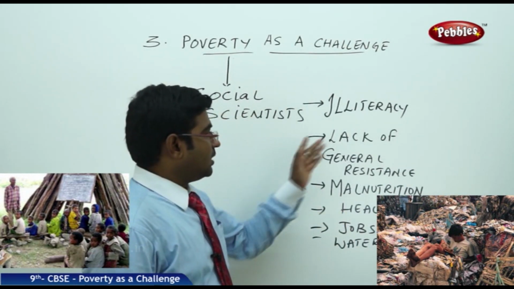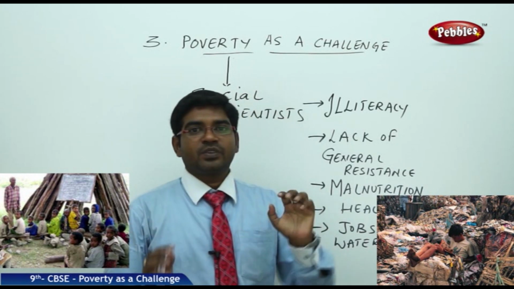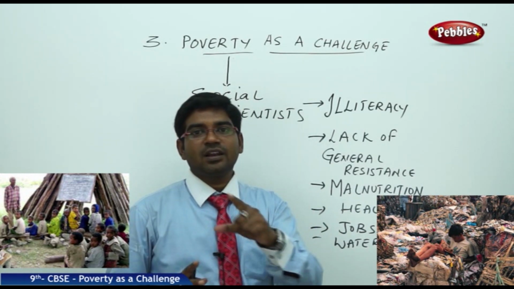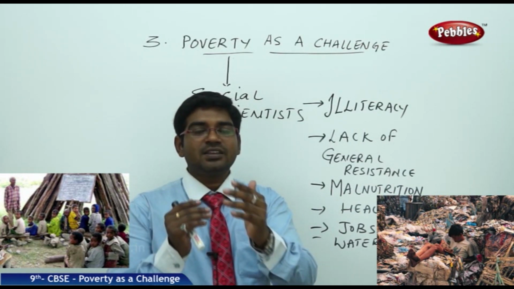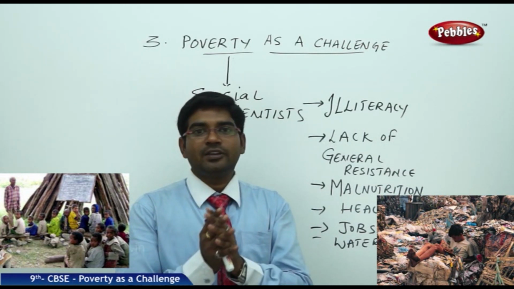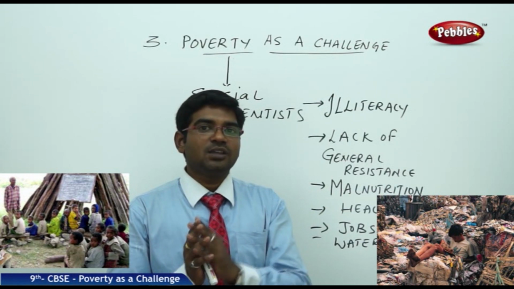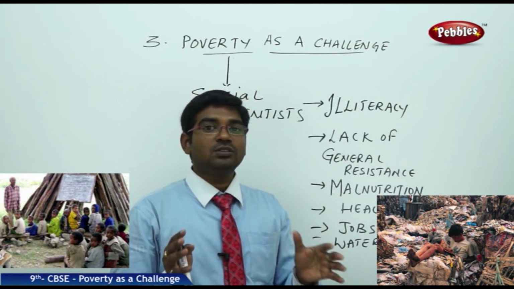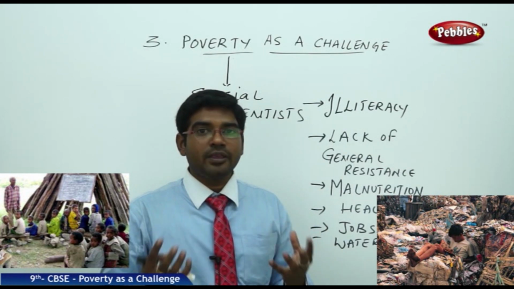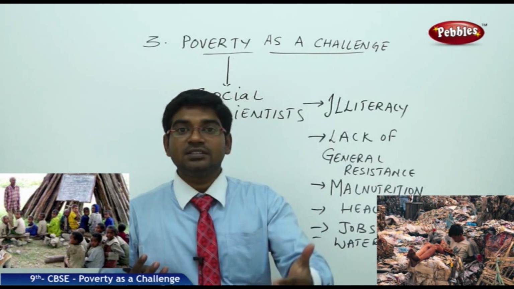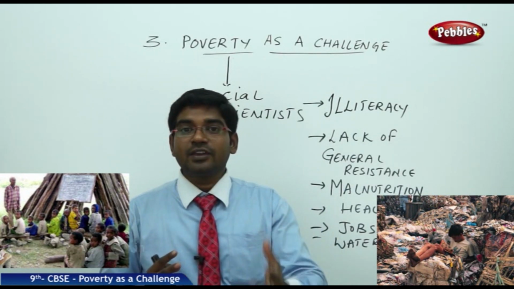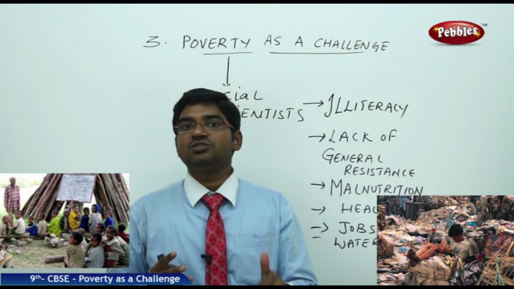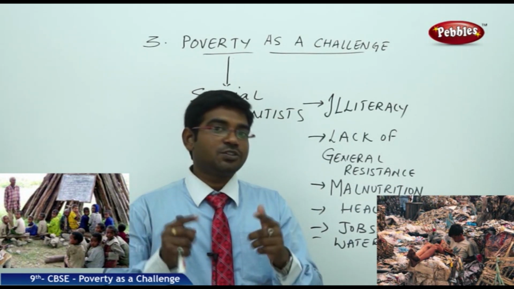Later, the lack of general resistance. What is general resistance? As a social meaning, we feel that general resistance means resisting some kind of social inequality. No, we are nowhere discussing social equality or inequality here. We are actually discussing the resistance of the human body against diseases. That lacking of general resistance in their bodies is due to malnutrition.